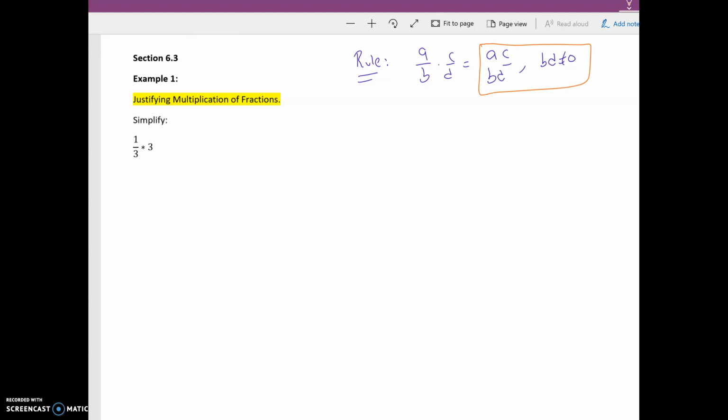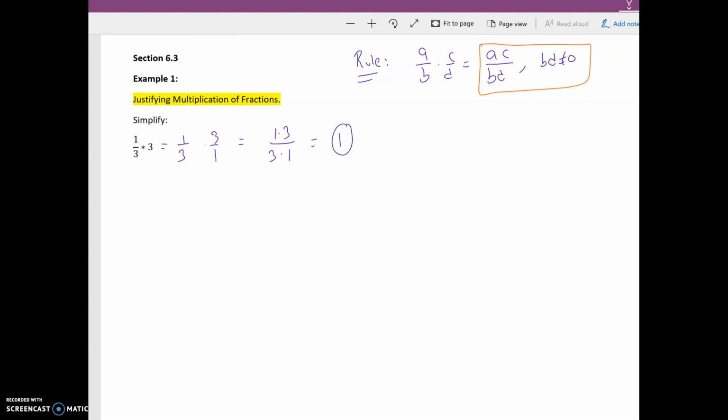And the idea is that when you multiply fractions, you simply multiply the numerators and denominators and reduce common factors. Now, let me actually explain what that means with this fraction. If you were to simplify, you would say that this is 1/3 times the value of 3 over 1. In this case, this is 1 times 3 over 3 times 1, and this simply simplifies to 1.